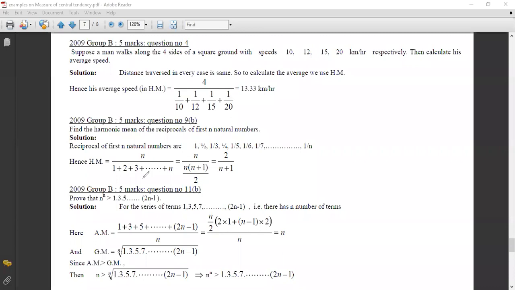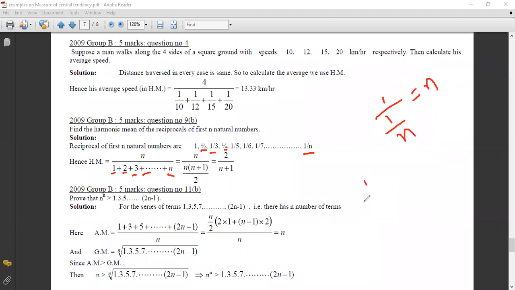The reciprocal of 1 is 1. So write it 1. Reciprocal of 1 by 2 is 2. So write it 2. Reciprocal of 1 by 3, it is 3. Reciprocal of 1 by 4, it is 4. I write it 4. And the reciprocal of 1 by n, it is n. 1 by n is reciprocal, that is 1 by 1 by n. What will be that? It's quite simple, it equals n.